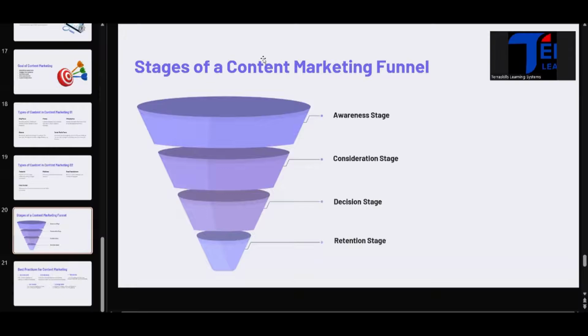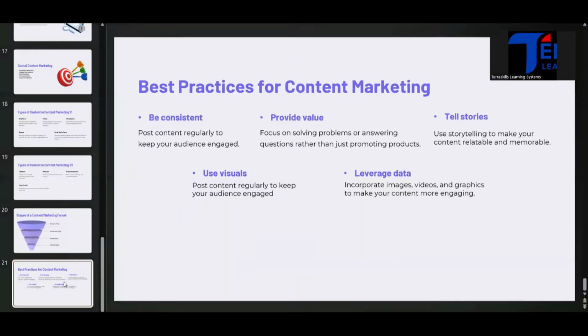Now, we're going to be talking about the best practices for content marketing. So it's not enough to push content out. You need to know what strategies you need to take in order for this content to be effective. Now, number one best practice for content marketing is to be consistent. Be consistent. Be in the faces of your audience constantly. Remind them that you're still there. Keep them engaged, keep them informed by posting content regularly.